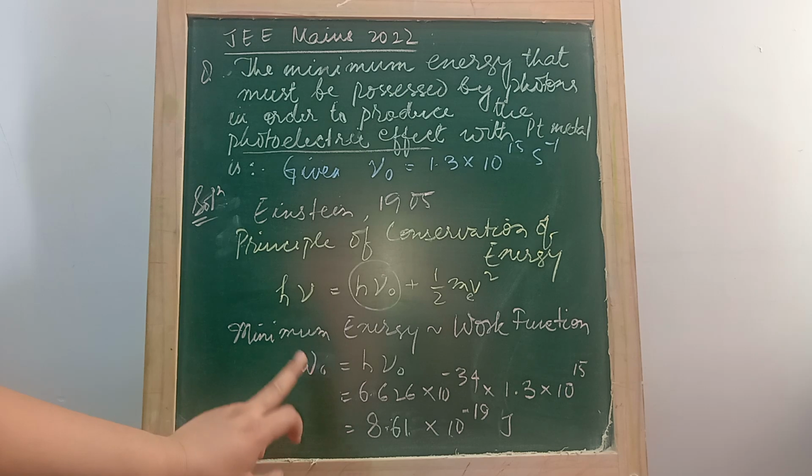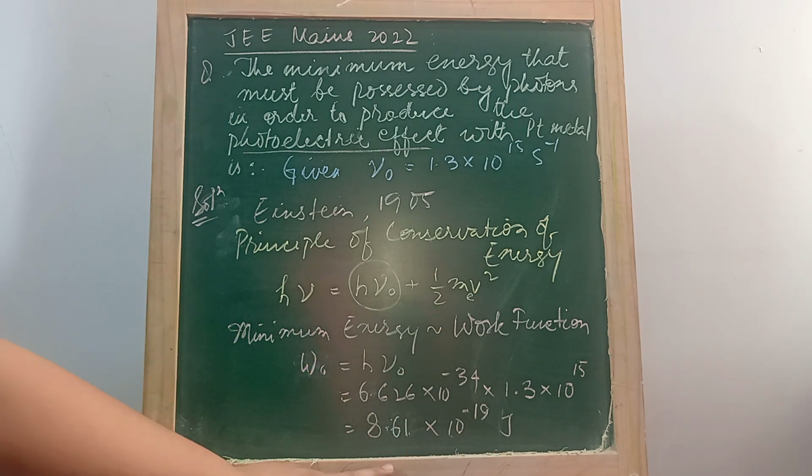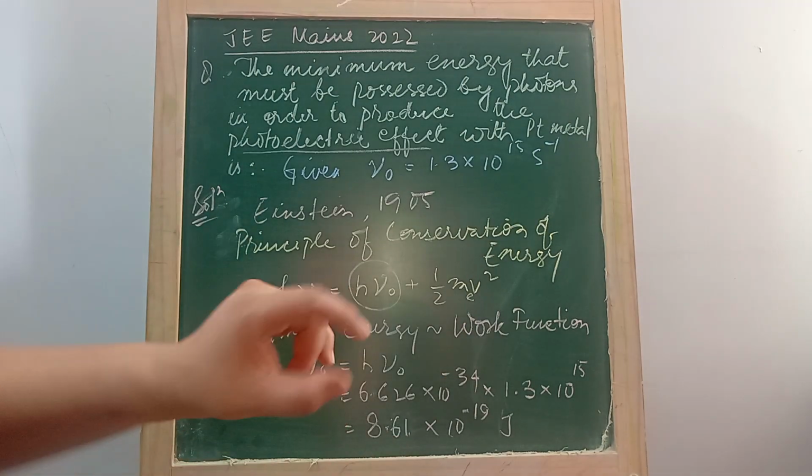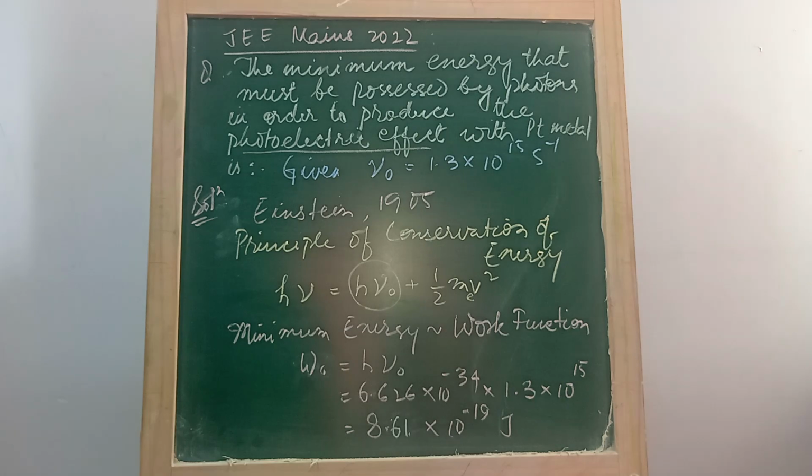The work function is the minimum energy, and its unit is the joule. And the answer is 8.6 × 10^-19 joules. In the options, the exact number is not given. 8.58 is the nearest option, so you have to tick that option. Hope you understand this one. Photoelectric effect.